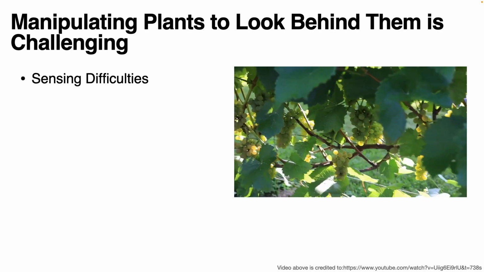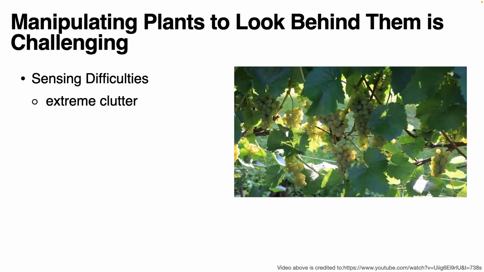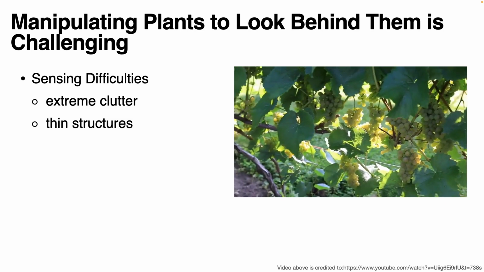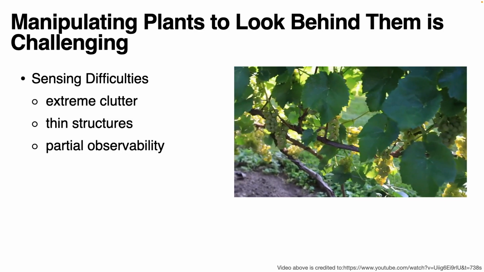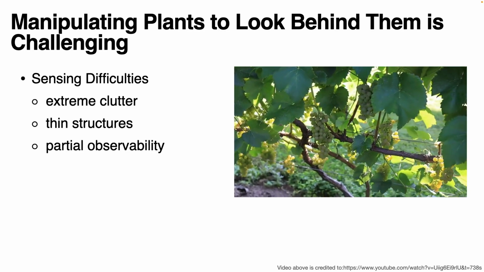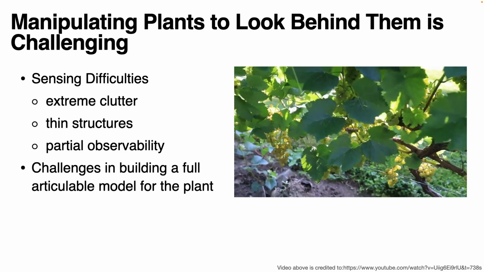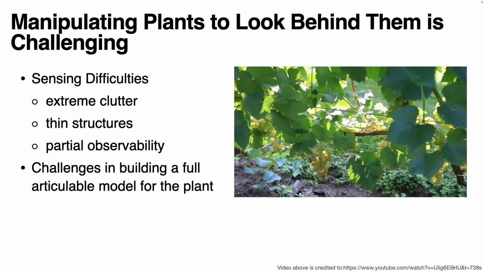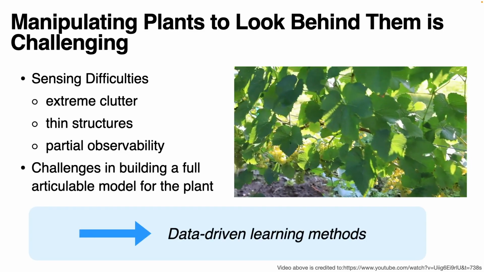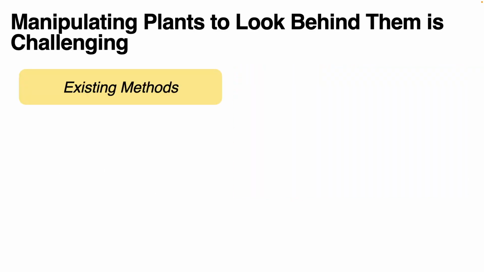There are sensing difficulties caused by extreme clutter, thin structures of the stems and branches, and partial observability of the plant state. Moreover, there are challenges associated with building a full articulable model for the plant. Therefore, we adopt data-driven learning methods. However, applying existing learning methods for deformable objects is not straightforward.